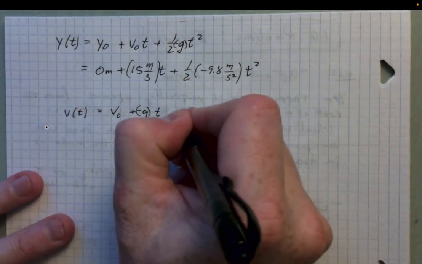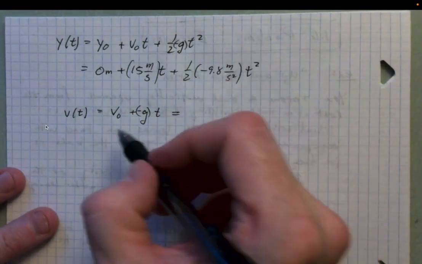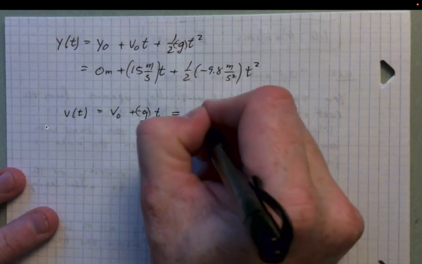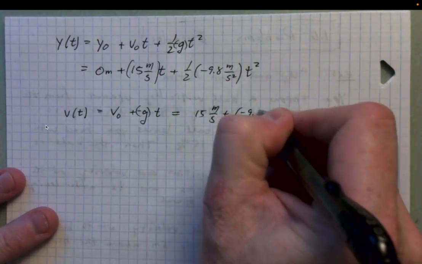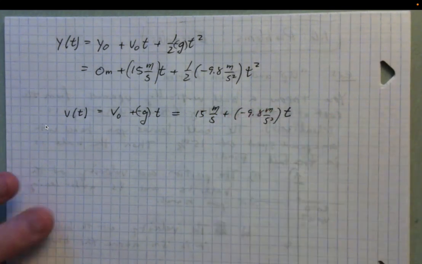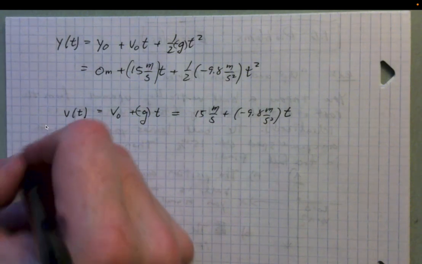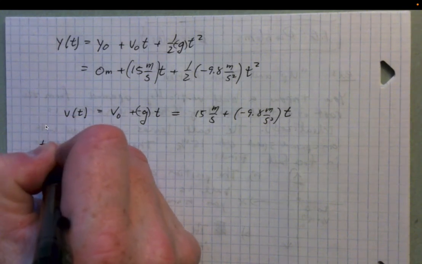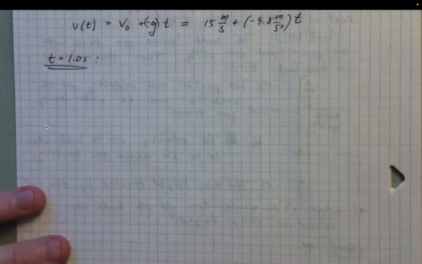And so for our scenario, we need an initial velocity of 15 meters per second plus negative 9.8 meters per second squared times whatever the time component is. So we just have to plug in 1 second and 4 seconds and we'll have our result. So for time t equals 1.0 seconds, what do we have?